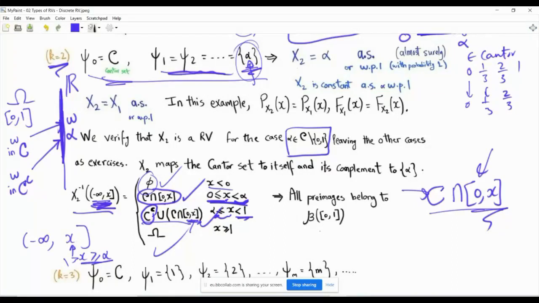But the question is, is this a discrete random variable? This is actually my point. It is a random variable. You can check again that the pre-image of every Borel set on the real line is indeed part of the sigma algebra, which is the Borel sigma algebra on the closed interval [0, 1], which is big omega in this particular example. Question: is this a discrete random variable?